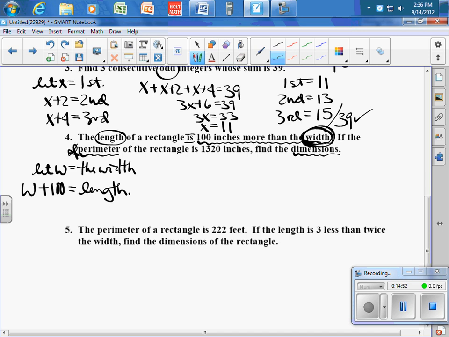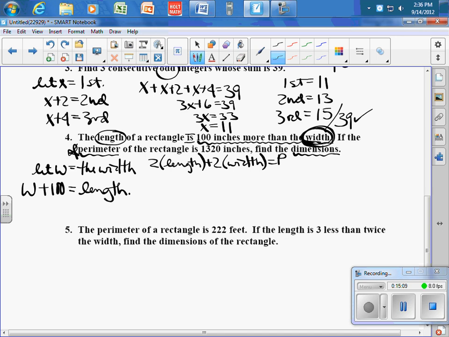Perimeter, we'll use our formula, and I like to write it out in words. 2 times the length plus 2 times the width equals P. This is the formula we're going to be using for perimeter.